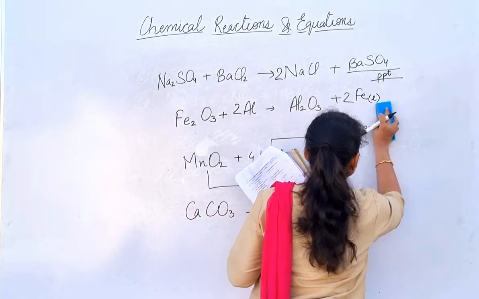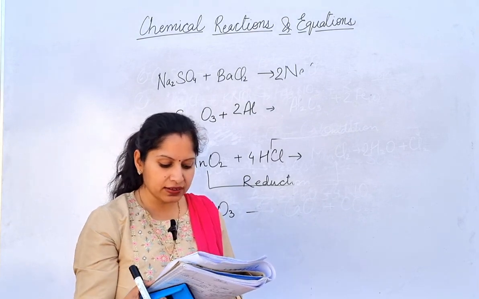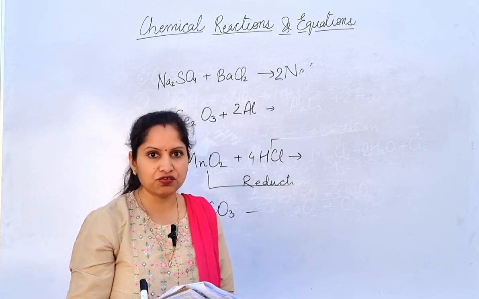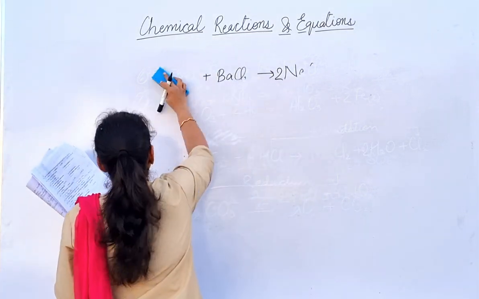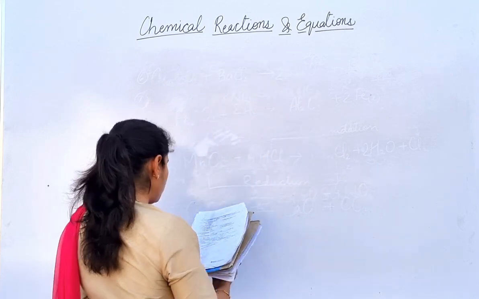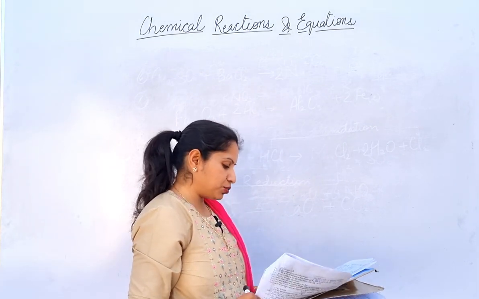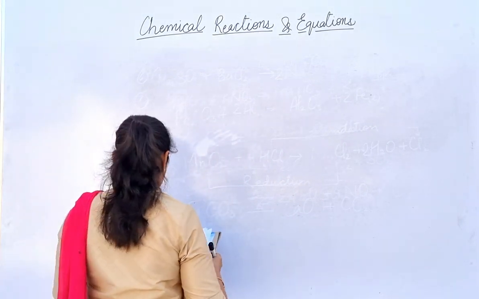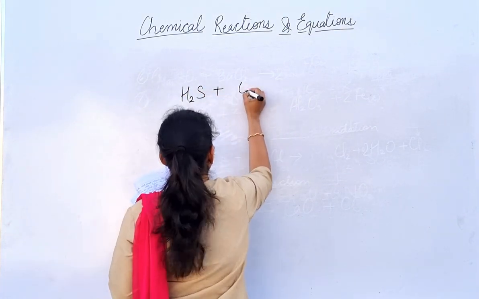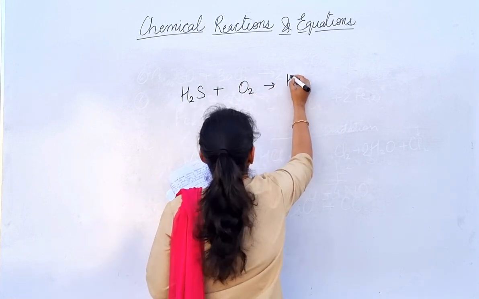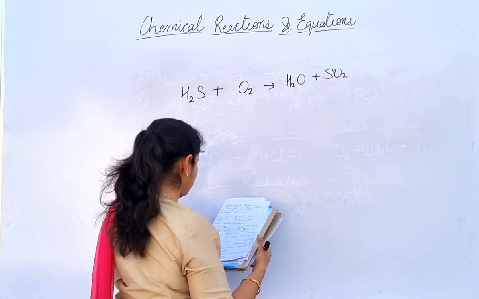So let's erase this one. First equation workout. Hydrogen sulfide combines with oxygen to form water and sulfur dioxide. Work it out by yourself. Write down the formula and balance the equation. Hydrogen sulfide combines with oxygen to form water and sulfur dioxide.